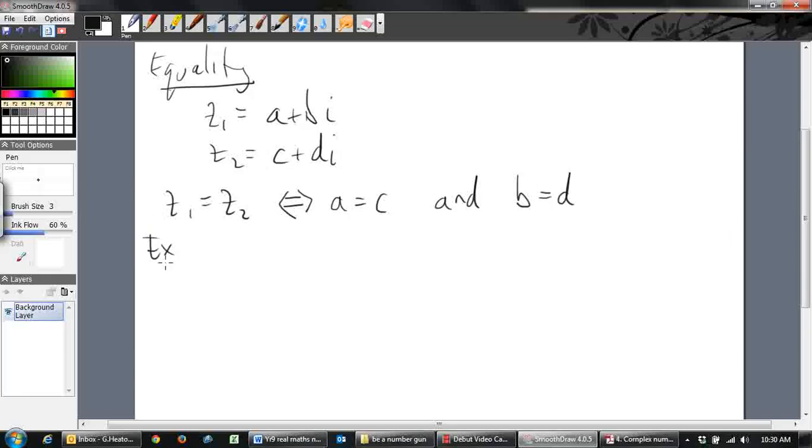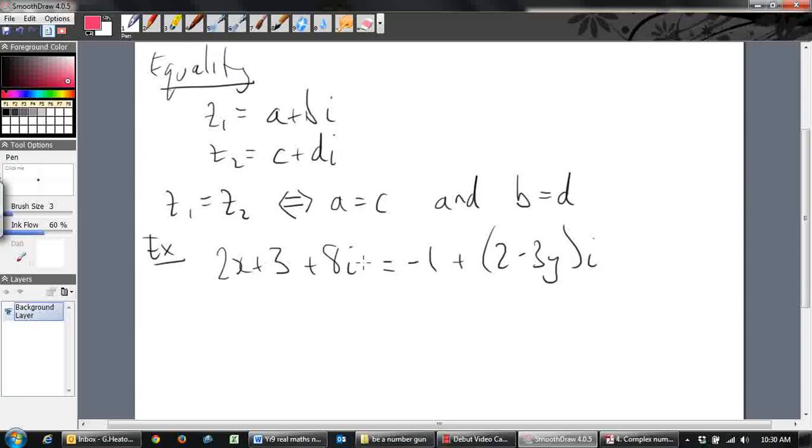Okay, and so let's just have a look at an example of that. I'll just do a sort of nasty example. 2x + 3 + 8i is equal to -1 + (2 - 3y)i. So we want to solve for x and y here. And basically, when you've got an equality, we can say: look at the real parts and the imaginary parts.